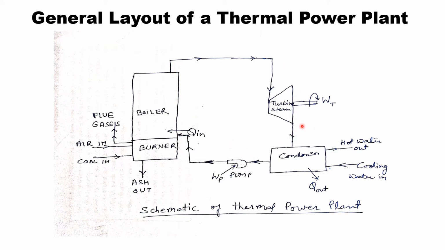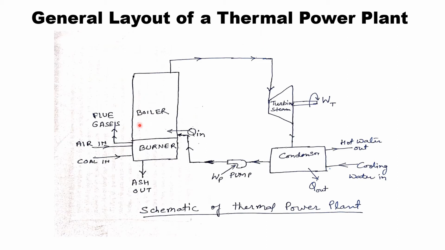And the fourth circuit, which is used to cool the exhaust from the turbine, that is used in condenser, where we supply cold water and that cools down the steam coming out of the turbine, and this is hot water out. So this is our fourth circuit, cooling water circuit. So here we see that there are four basic circuits in there. Now I will discuss the working of this thermal power plant cycle.